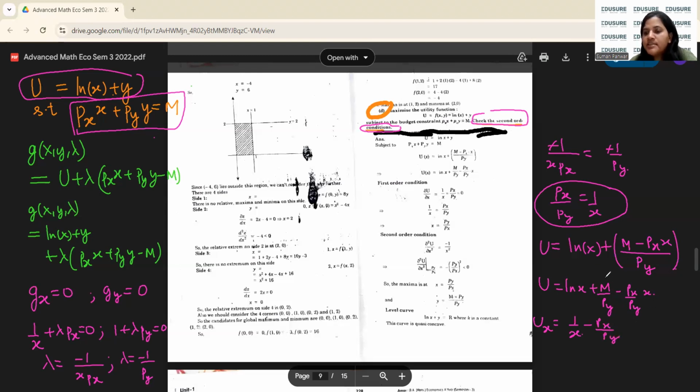Everything is in terms of x. These are constants, and these are dependent on x. When we look at the second derivative, it will be minus 1/x², which is going to be negative. So we have a maximum value for the utility function at px/py = 1/x. So when we put px/py = 1/x, let us look at this particular condition.